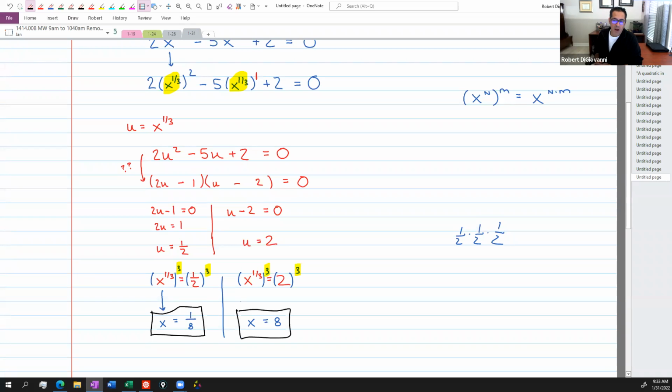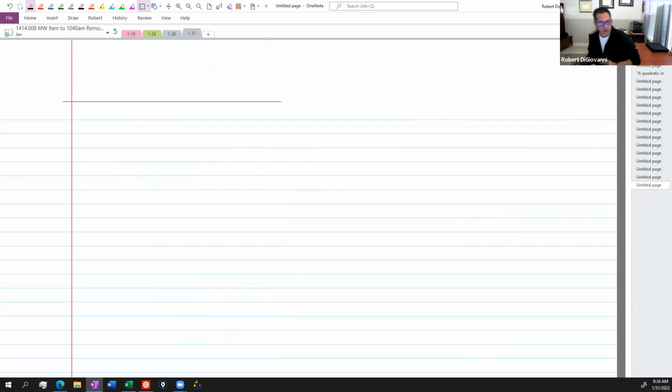Okay, I hope that helped illustrate another quadratic type. I think I want to do one more. Sorry, I'm going to do one more. There's no such thing as doing too much of this because this comes into play later. Not in this class, but later. This sort of algebra. So let's do this one.